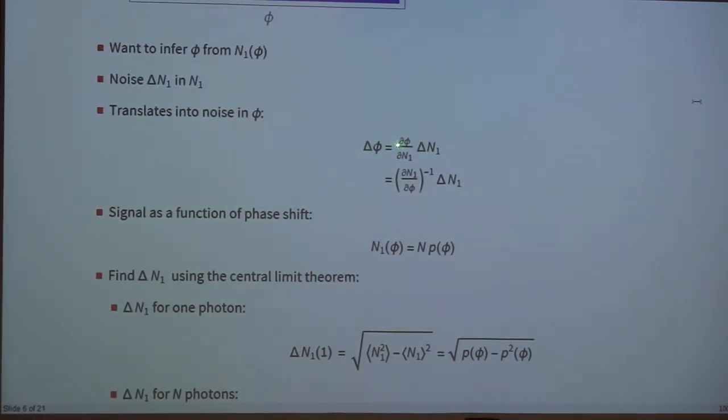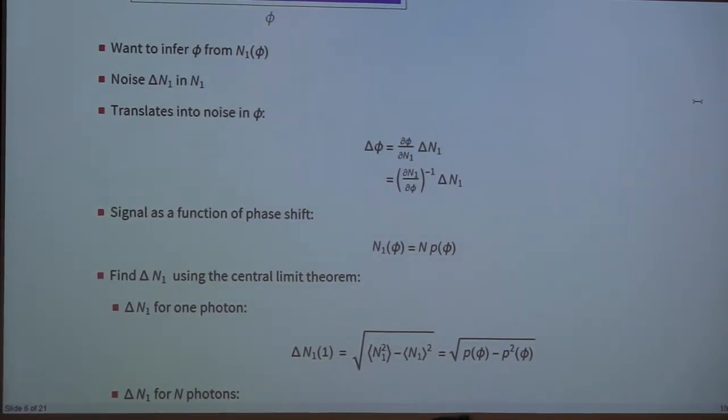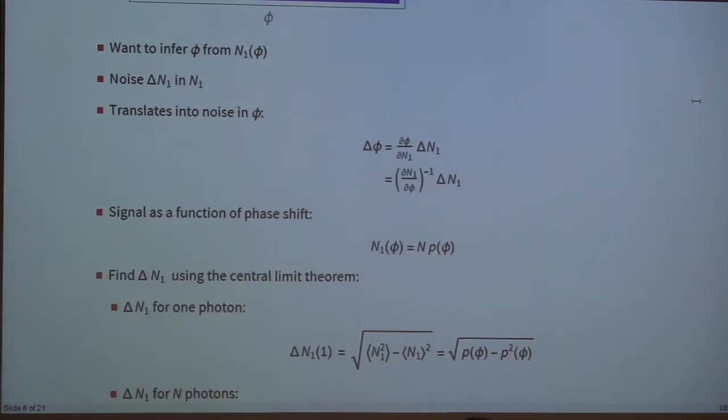The relationship involves the gradient of this plot above. So delta phi is d phi by dn1 times delta n1. And this thing here is the inverse of the gradient of the plot above, dn by d phi. We want the magnitude of the inverse here. It tells me how those uncertainties are related.